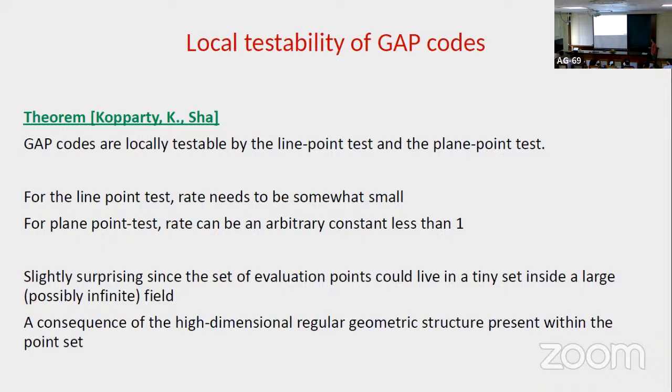All right, and what this proof uses is the inherent geometric structure present in the point set. So it uses some high-dimensional geometric structure that comes up inherently because of the construction of the code.